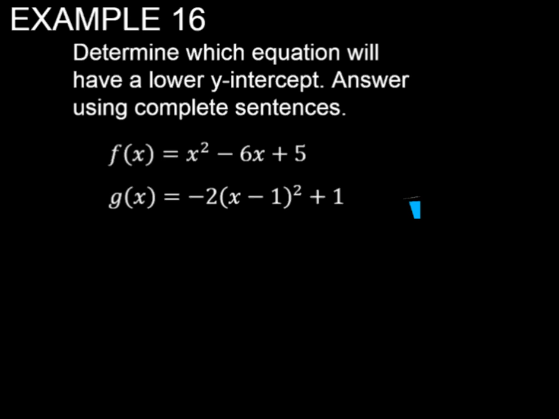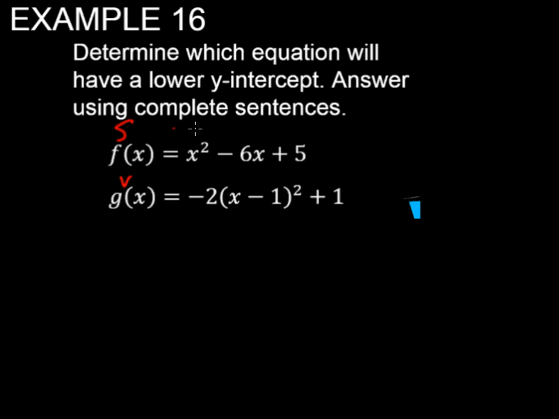All right, in example 16, it wants us to determine which equation will have a lower y-intercept. So again, we've got to look for features of each equation that make it easy to get one, so we only have to do a little bit more work. If we look at this one, this is in standard form and this is in vertex form.